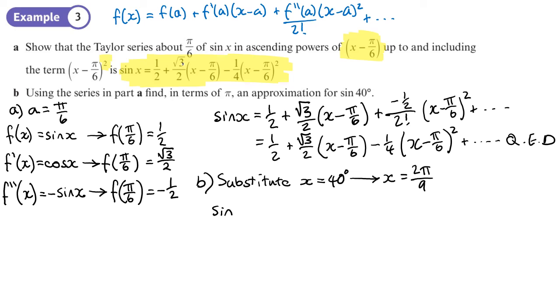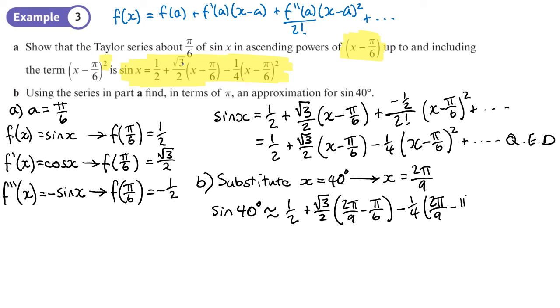So sine 40, now remember, we haven't got an infinite number of terms, so sine 40 is going to be an approximation. So we shouldn't really write equals. It's going to be a half plus root 3 over 2 times 2 pi over 9 minus pi over 6, I'm just substituting it into my expansion, minus a quarter times 2 pi over 9 minus pi over 6 squared. Okay, so now I can write equals, and I'll work this out on my calculator.